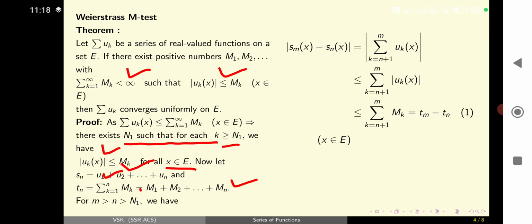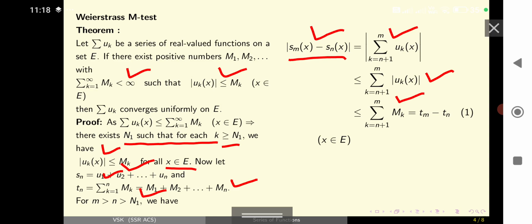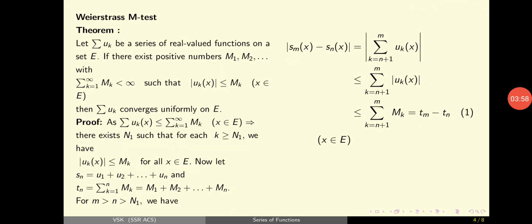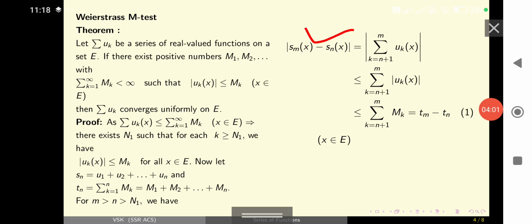Then for m, n greater than or equal to n1, we have modulus of Sm(x) minus Sn(x), that is modulus of summation k is equal to n plus 1 to m uk(x), that will be less than or equal to summation k is equal to n plus 1 to m modulus uk(x), that will be less than or equal to summation k is equal to n plus 1 to m mk. That is because uk(x) is dominated by mk, and that is nothing but Tm minus Tn, that will hold for all x belongs to E. So finally we got from here that modulus Sm(x) minus Sn(x) is less than or equal to Tm minus Tn.